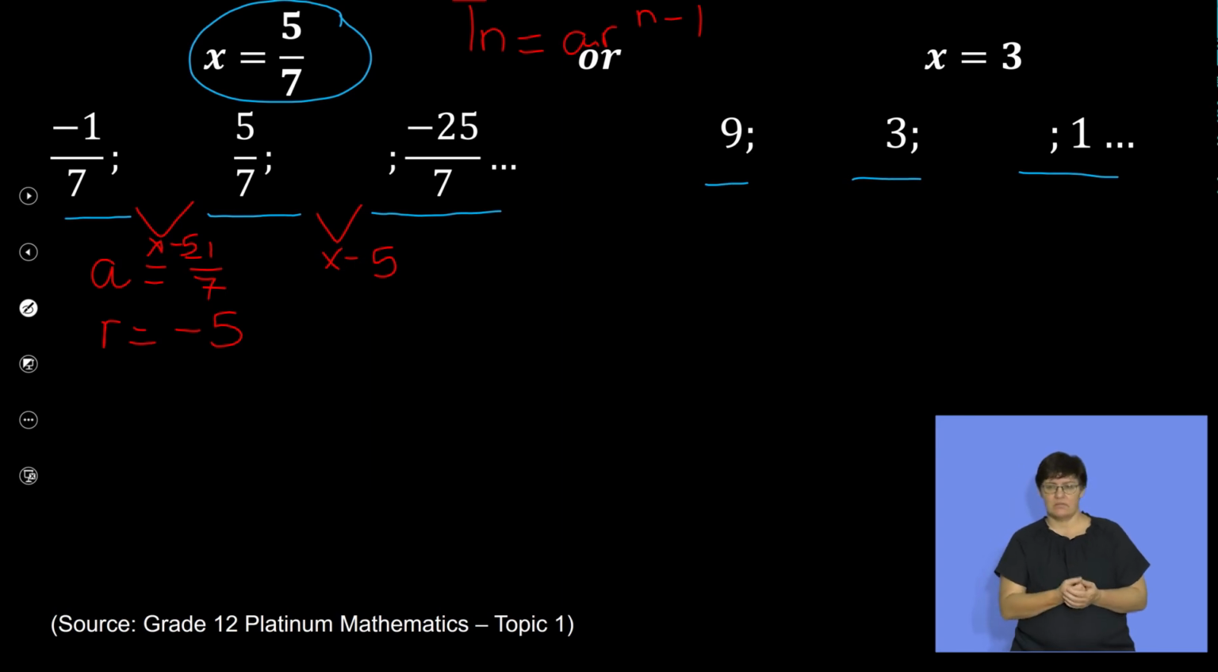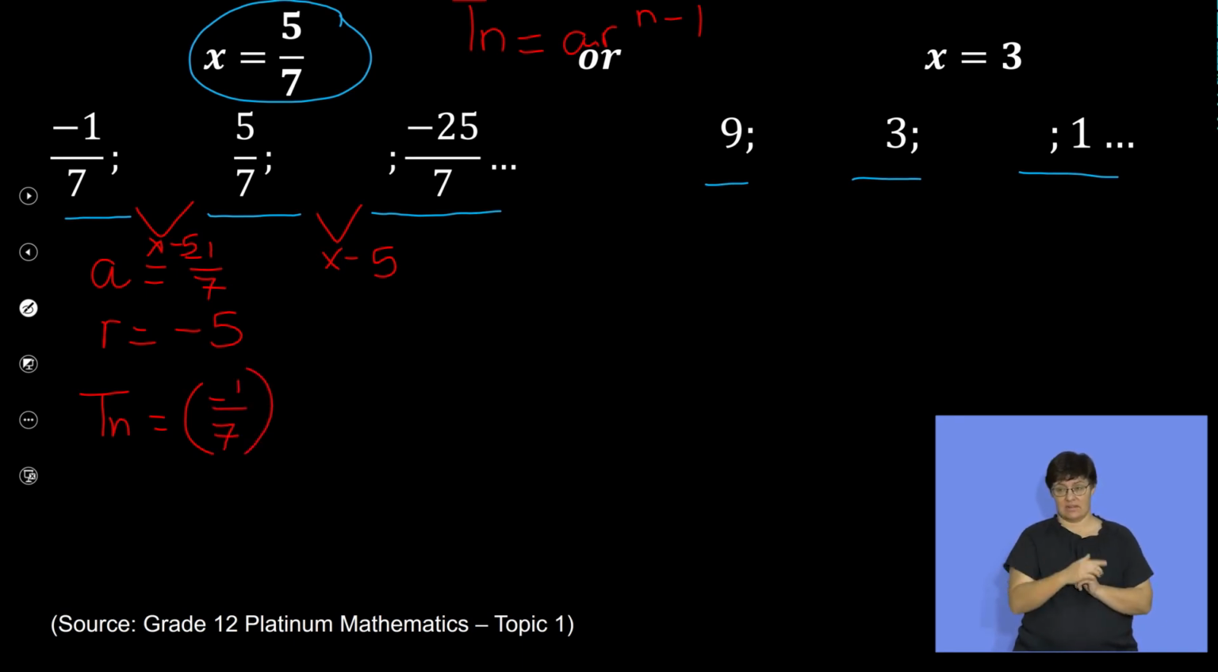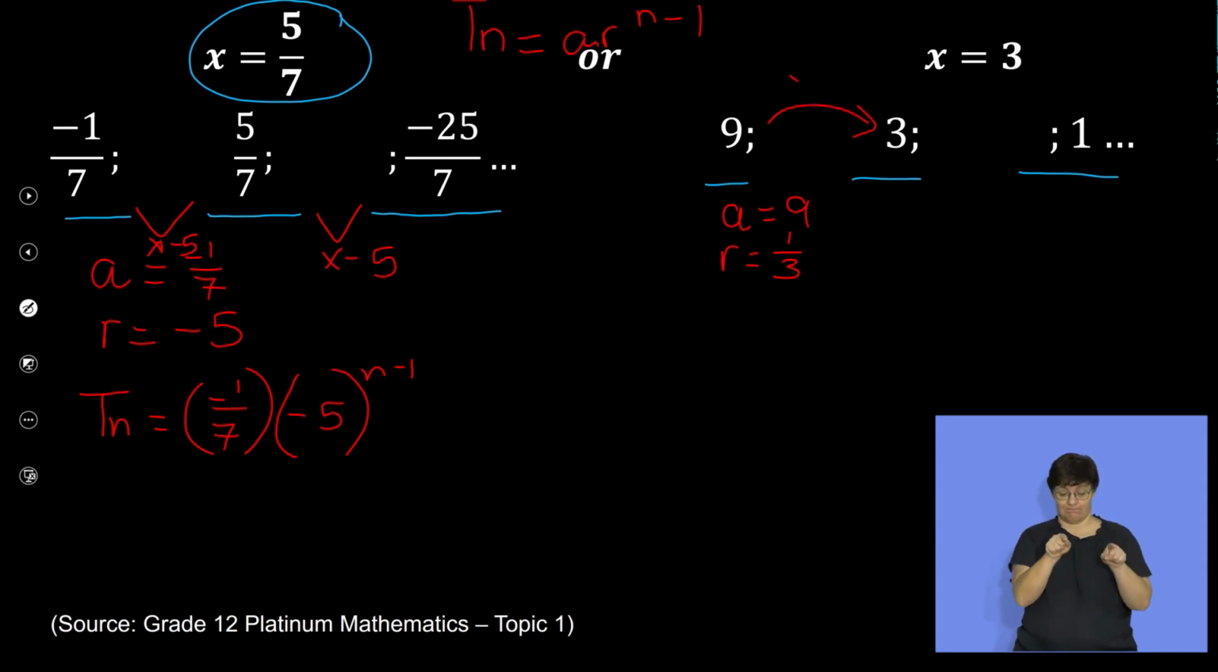I have time constraints, so I am going to continue. So Tn will be equal to negative a seventh times negative 5 to the power of n minus 1. Looking at the example when x is 3, I can see that A is equal to 9. My common ratio is going to be a third. Why, you may ask, is because between each term I've multiplied by a third, and multiplying by a third is actually the exact same thing as dividing by 3.